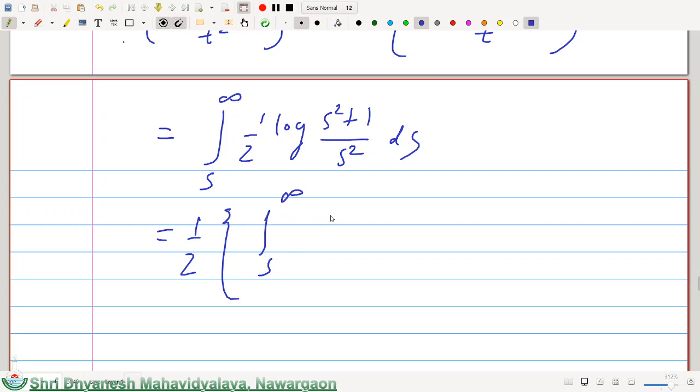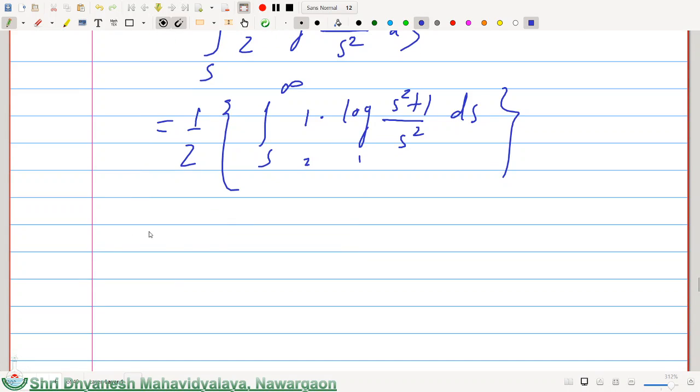Integration s to infinity of log of (s square plus 1) upon s square ds. You keep this as the first function and this as the second function while applying integration by parts. So this will be first into integration of second: log of (s square plus 1) upon s square, first into integration of second is s.